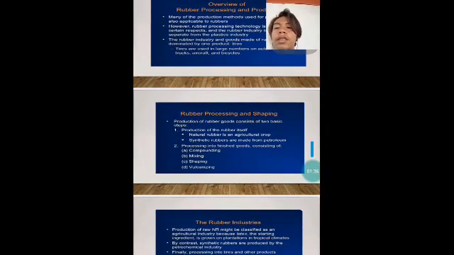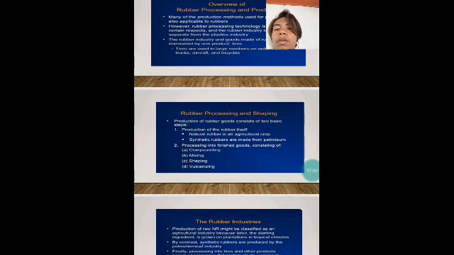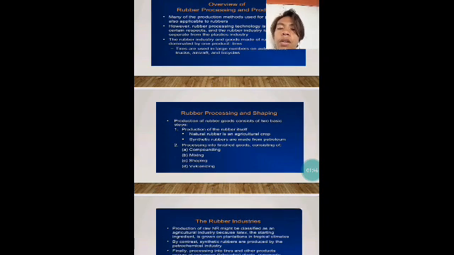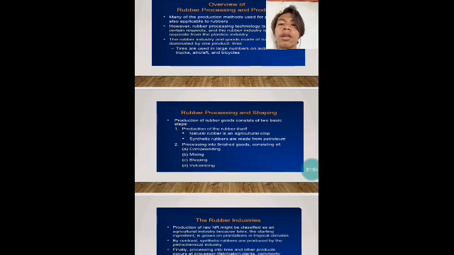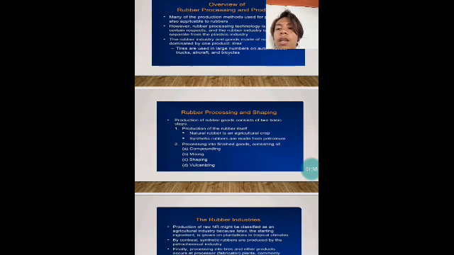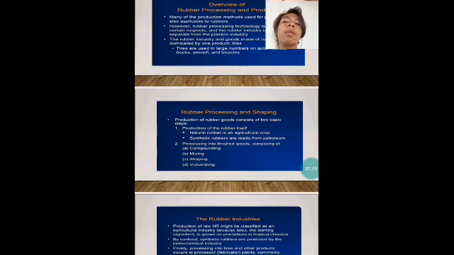Rubber processing and shaping. Production of rubber goods consists of two basic steps. So two steps: production of the rubber itself. Natural rubber is an agricultural crop. Synthetic rubbers are made from petroleum. So some rubber is just an agricultural crop, you just harvest it there. And synthetic rubbers are made from petroleum, so other rubbers come from petroleum in production.